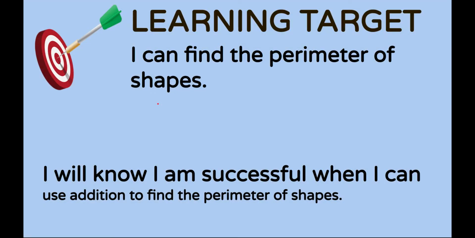Your success criteria was: I will know I am successful when I can use addition to find the perimeter of shapes. And that is exactly what you did and what you will do in your independent practice. Remember, you have a lot of strategies. You can write an addition equation. You can count on, but don't forget, when you count the outside edge, don't count corners. Count as your pencil or your finger is moving along the edge. Have fun.